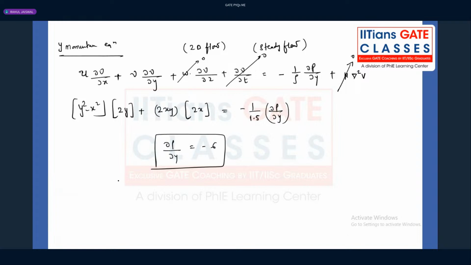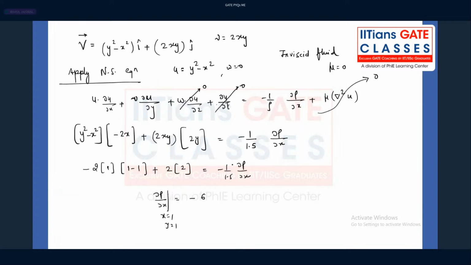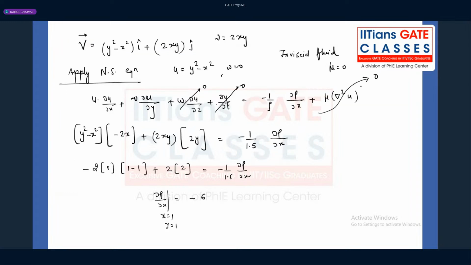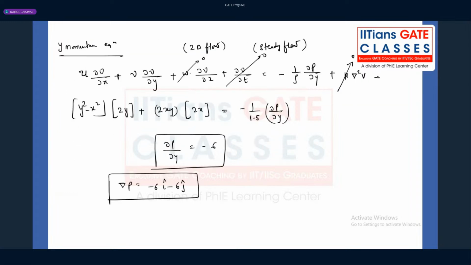So what is the total pressure gradient, guys? The total pressure gradient you can write here. The del P, if you write, it's minus 6i minus 6j. So what you can get, guys? Which option is correct? C should be correct. The pressure gradient at x equal to 1 and y equal to 1. Remember that for the y momentum equation, there will be certain body forces plus rho g. But these body forces we need to neglect. They have mentioned in the problem, we have to neglect it. Right?